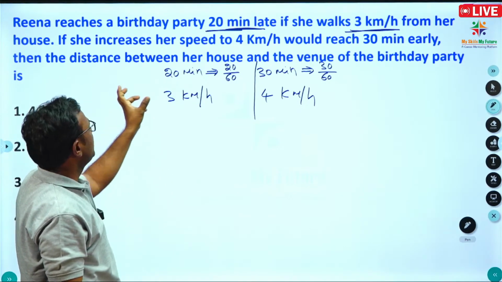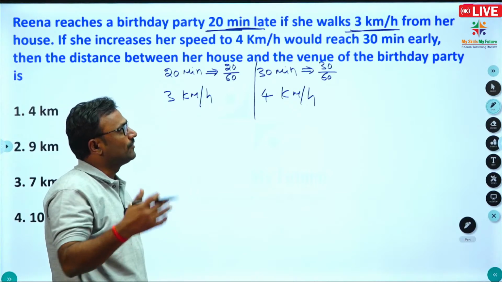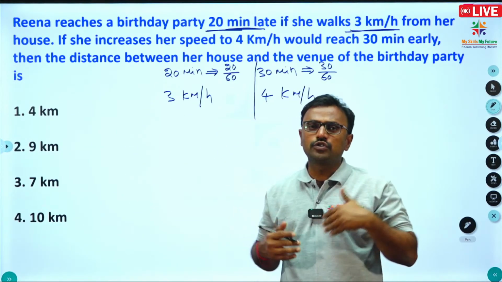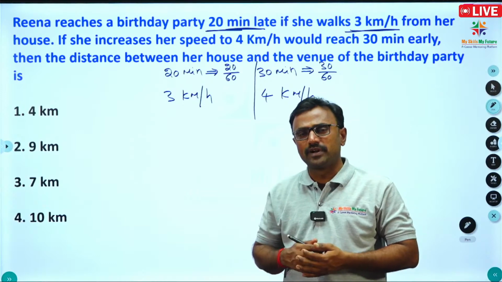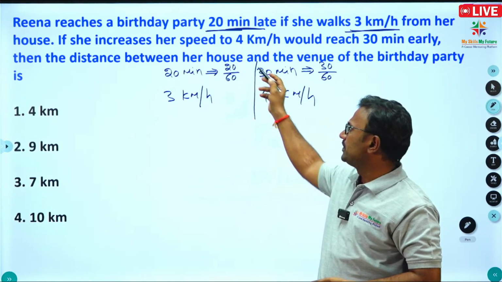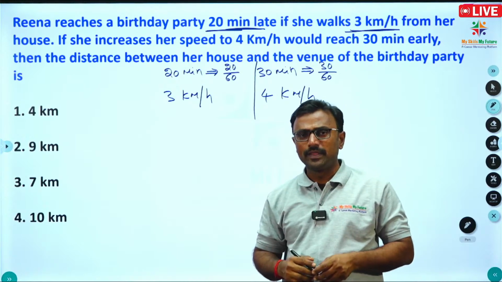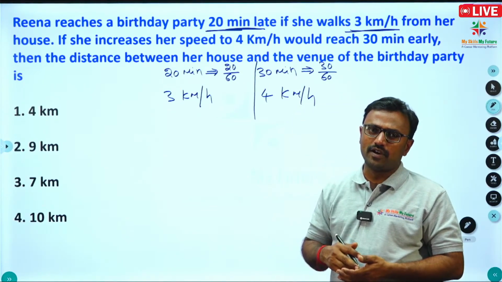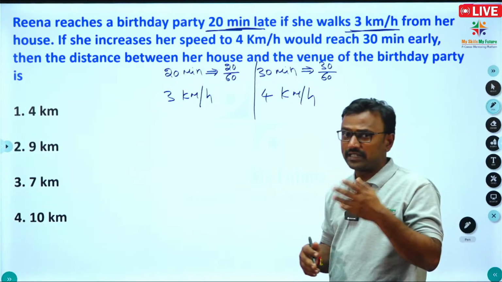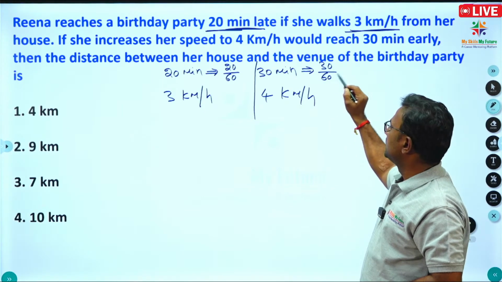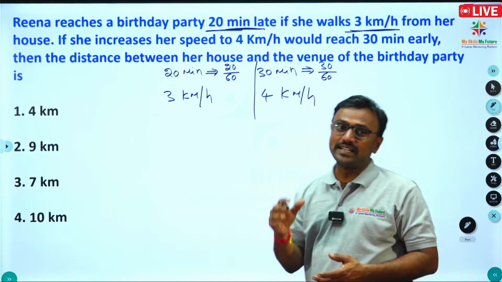What is our question? The distance between her house and the venue of the birthday party. If she walks from house to venue at 3 kilometers per hour, she reaches 20 minutes late, which is 20 by 60. If she walks at 4 kilometers per hour, she reaches 30 minutes early, so I can write 30 by 60. So what is the distance?